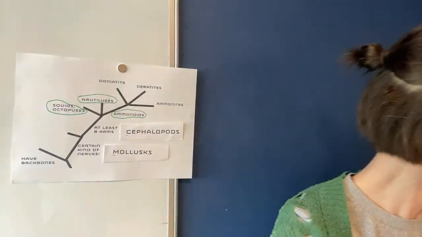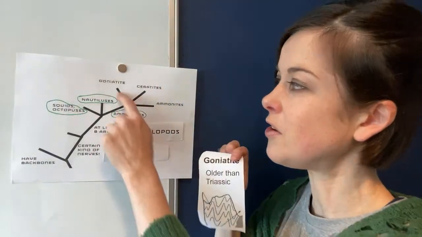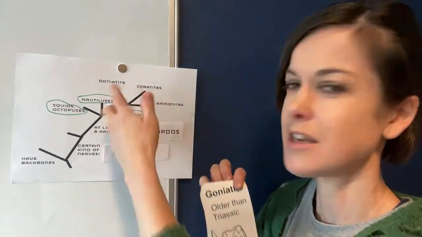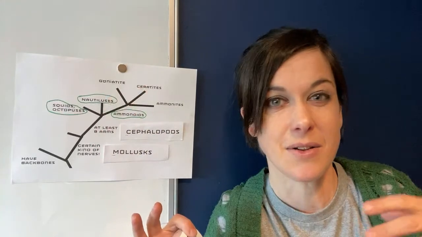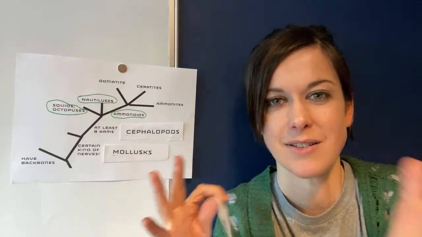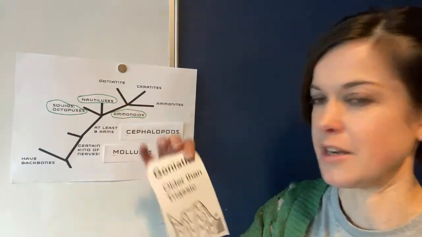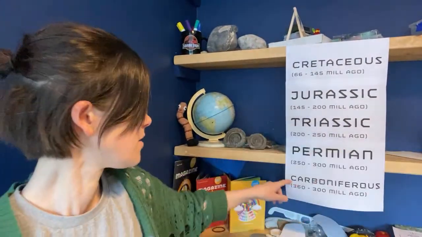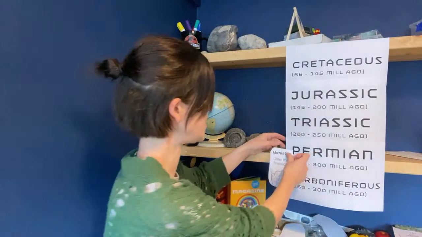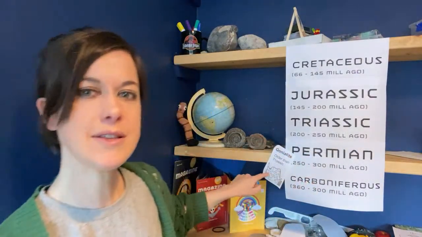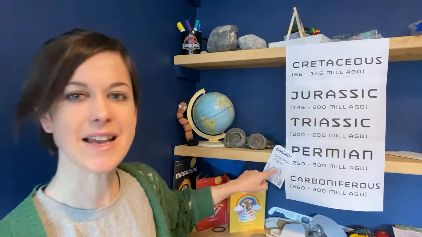So the goniatites, so these things are all related. Goniatites, ceratites and ammonites are all related in the same way that we're related to like the duck-billed platypus or the kangaroo, okay? They're different kinds of the same branch. So goniatites are the oldest ones. They're older than the Triassic period. Super old. Before the dinosaurs, let's put them there. There we go. And they've got these very distinctive zigzaggy pseudolines.